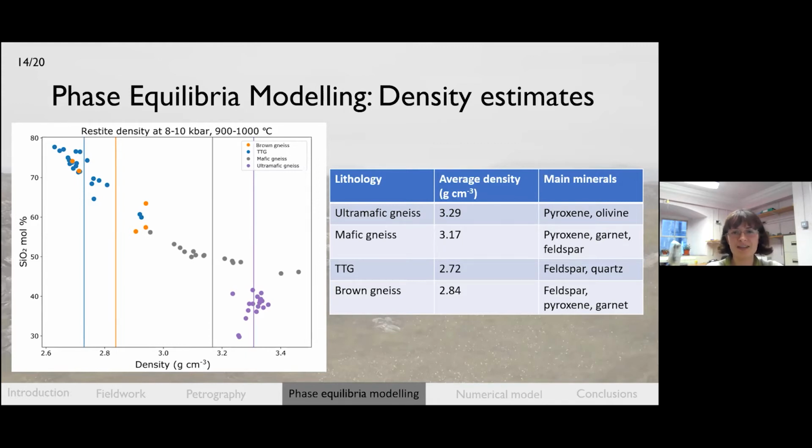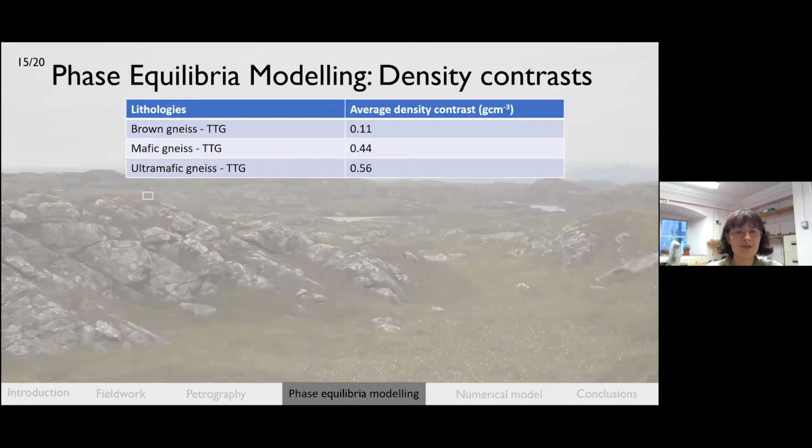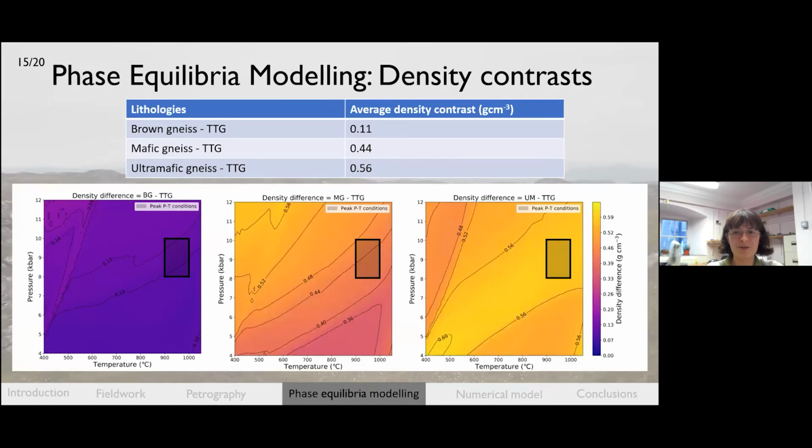This is useful because for our model of density-driven settling, we want to know what the density contrast usually is between our TTGs and our non-TTG lithologies. These contrasts vary from 0.11 to 0.56 grams per centimetre cubed, with the larger density differences occurring with the more mafic lithologies. The evolution of our density differences over pressure temperature space can also be calculated.